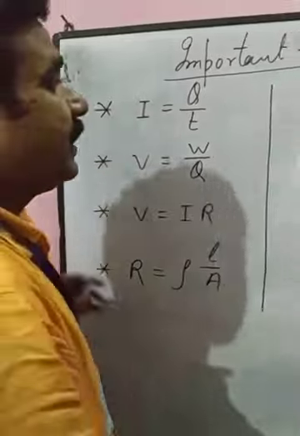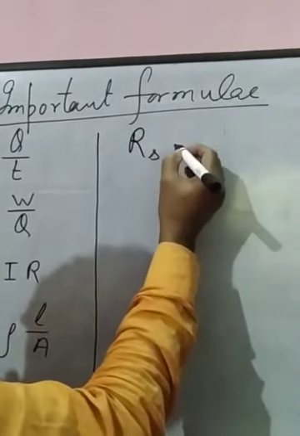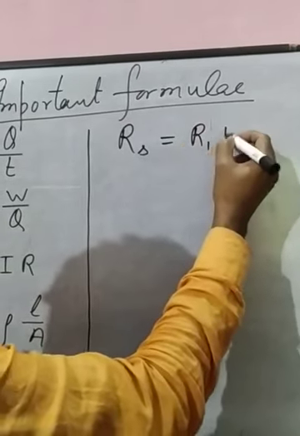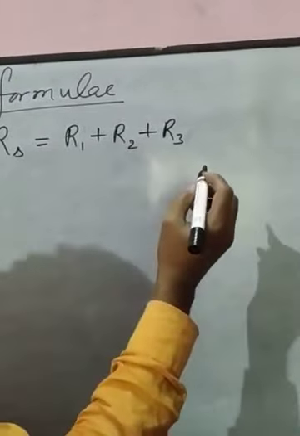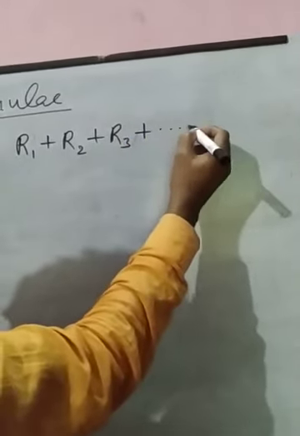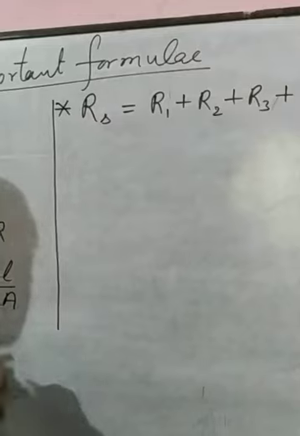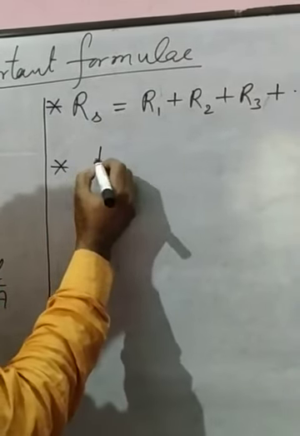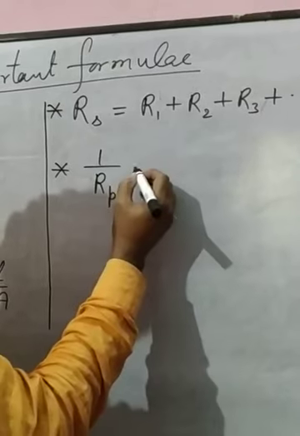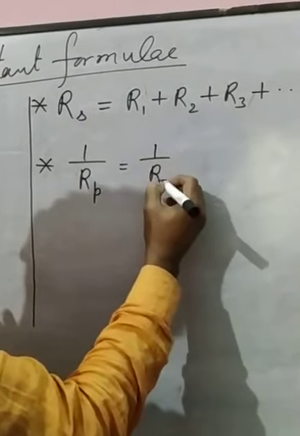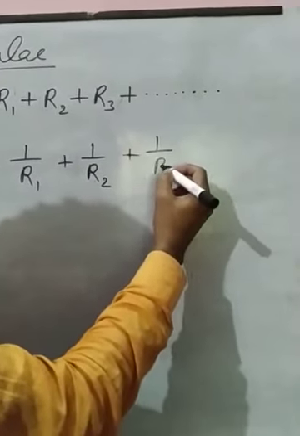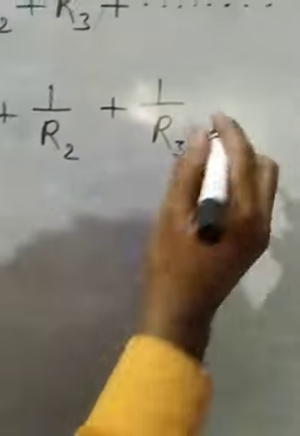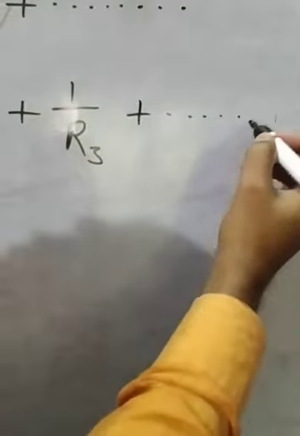The fifth formula is Rs is equal to R1 plus R2 plus R3, and if the number of resistors is more, then we will add them forward. The sixth formula is 1 by Rp is equal to 1 by R1 plus 1 by R2 plus 1 by R3, and if the number of resistors is increasing, then we will add them reciprocally here.